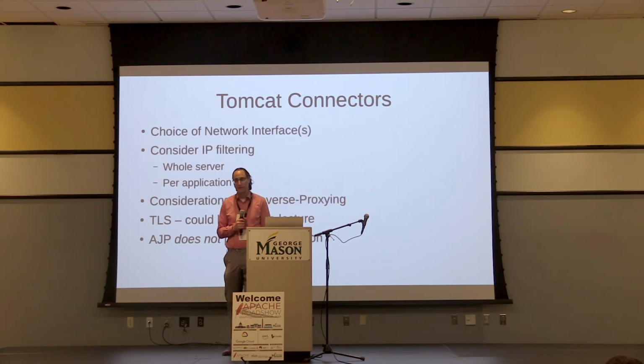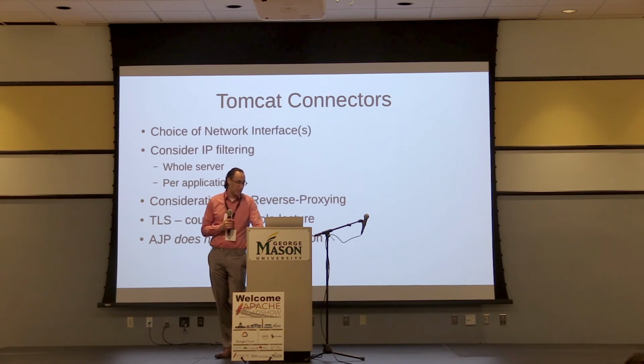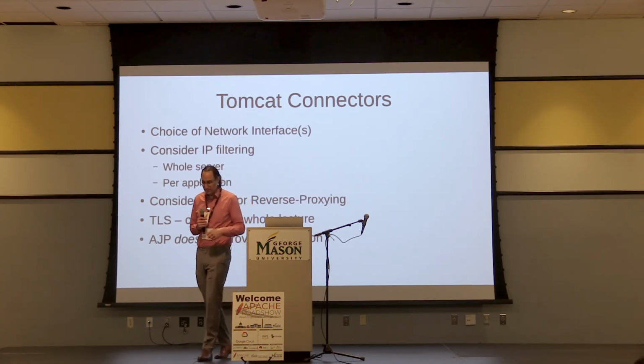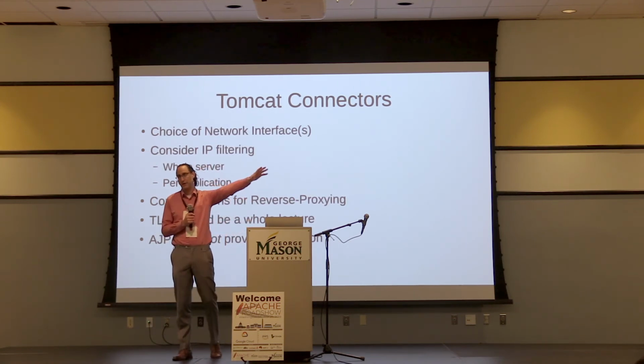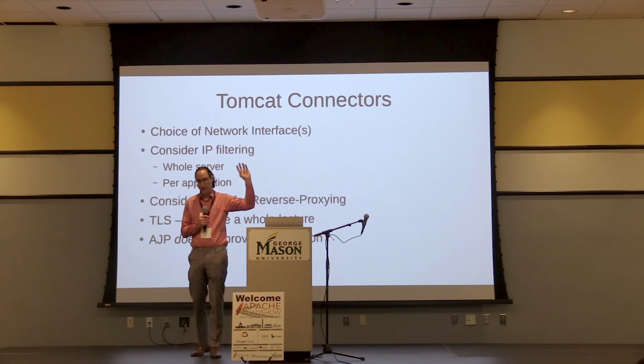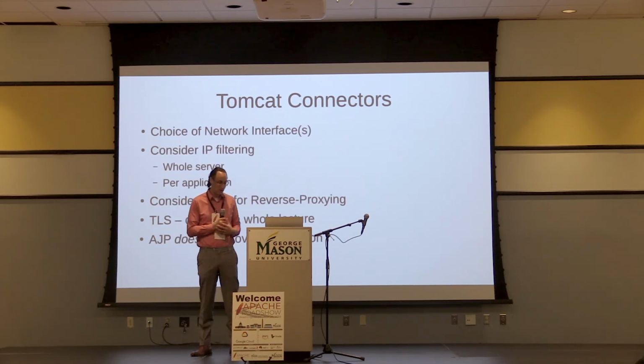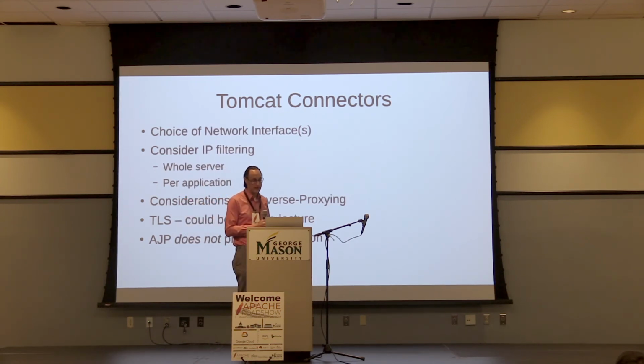Consider IP filtering, either for the entire server or just for your web application. That's something Tomcat can do for you. Consider putting a reverse proxy out in front of your application. What's nice about reverse proxies is if you don't trust Java or you don't trust your application, you can put a web application firewall out there. ModSecurity is a great thing. There are all kinds of WAFs that you can use for that kind of purpose.